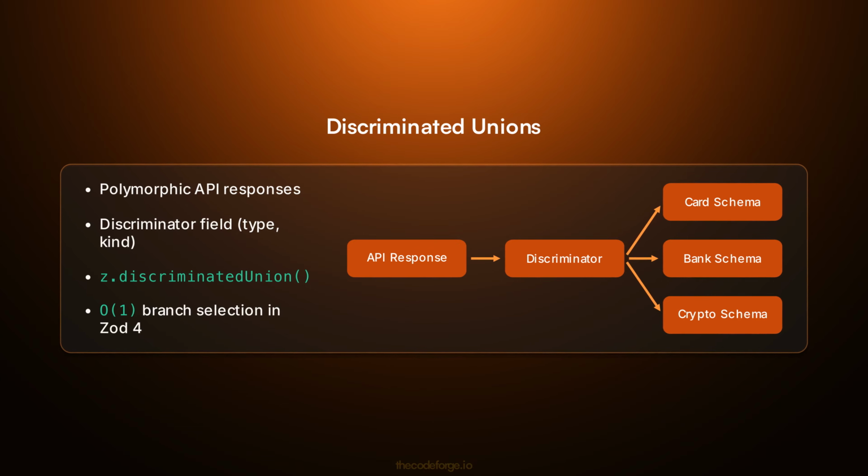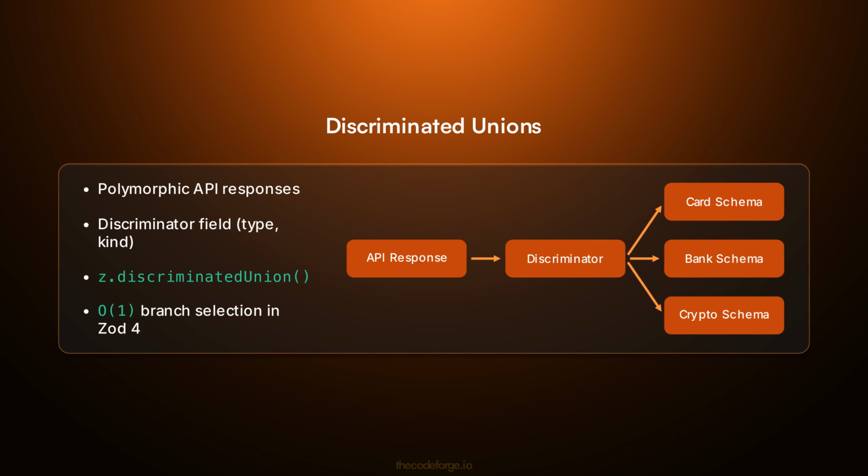Discriminated unions handle polymorphic data, a response that can be one of several shapes. Zod's z.discriminatedUnion reads the discriminator first and evaluates only the matching branch, making it faster and safer than z.union.